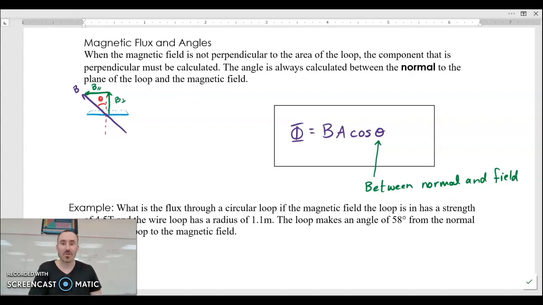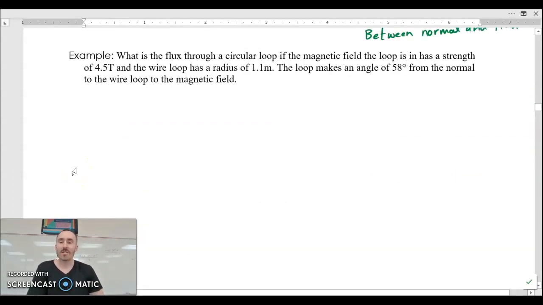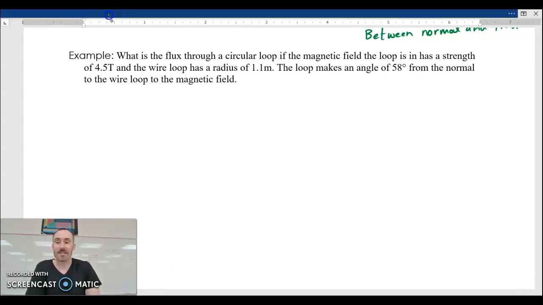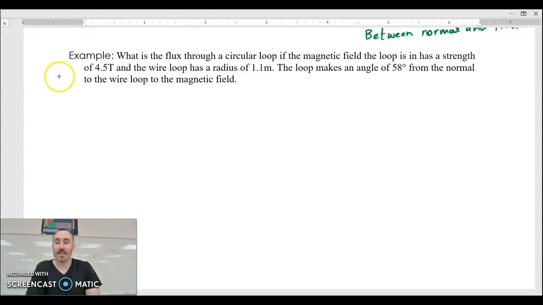Okay, let's try an example. What is the flux through a circular loop if the magnetic field the loop is in has a strength of 4.5 teslas? Okay, so that's the strength of the field. And the wire loop has a radius of 1.1 meters. So circular loop, so we'll need to remember that. The loop makes an angle of 58 degrees from the normal to the wire loop to the magnetic field.